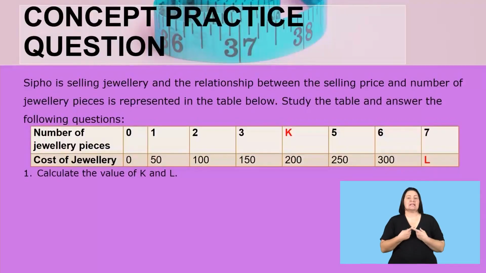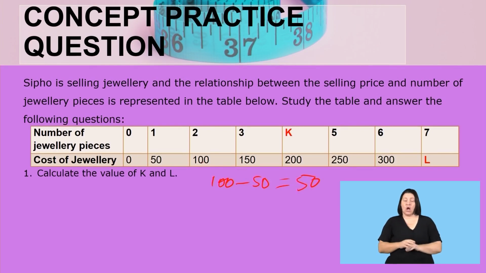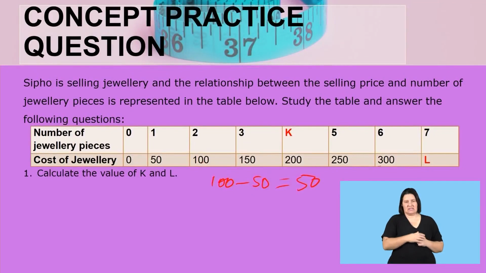So the other thing that you can do is to get the difference between the consecutive values. We can simply say 100, which is for 2 pieces of jewelry, subtract 50, and 100 minus 50 is 50. So you can see that your constant difference is 50 rand. Always, it's 50 rand. Even if it's not written as rand here, it's only written 50.